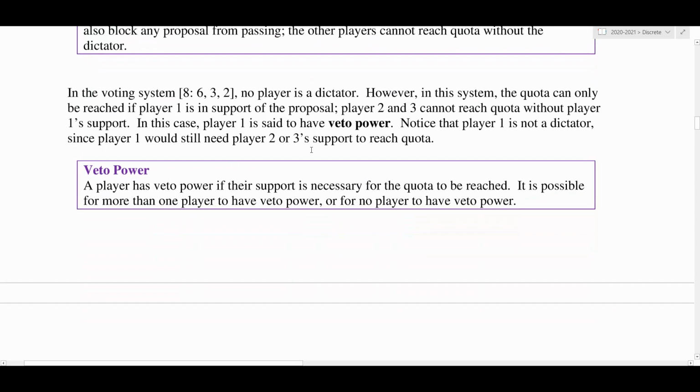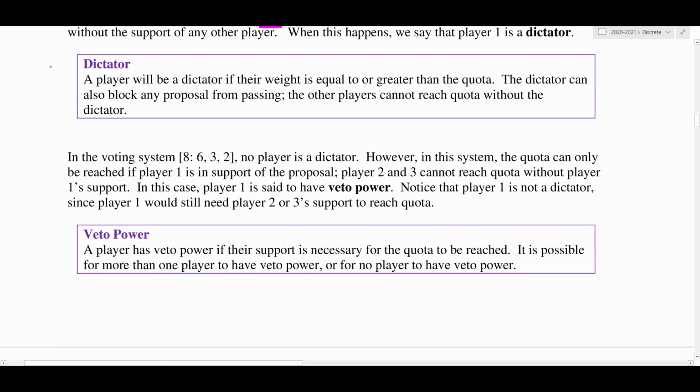All right. And this next one is veto power. This one's not so horrible. Sometimes you do want to have somebody that might have a veto power. In other words, they don't have the power to pass a measure or to make a decision all by themselves, but they have the power to stop a decision from being passed.